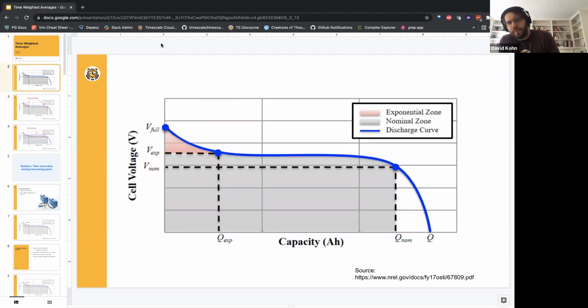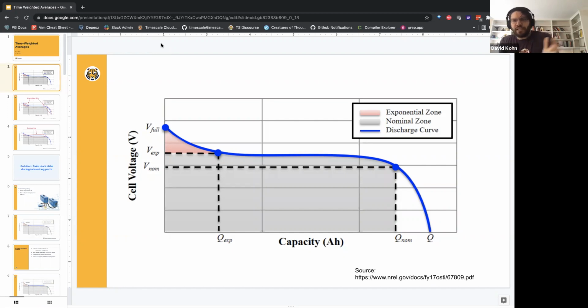This is basically a battery discharge curve. It's sort of an idealized one. On the x-axis, you have capacity, which is in amp hours. And if you are actually thinking about this, it is probably a constant current discharge. So the amps are constant, so it's really just a proxy for time on the x-axis. And you have cell voltage on the y-axis, which is really going to end up determining the power output during the discharge of the battery.